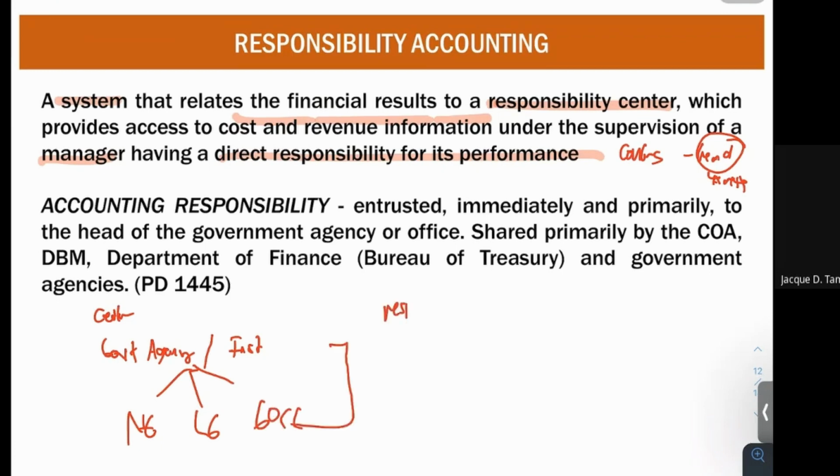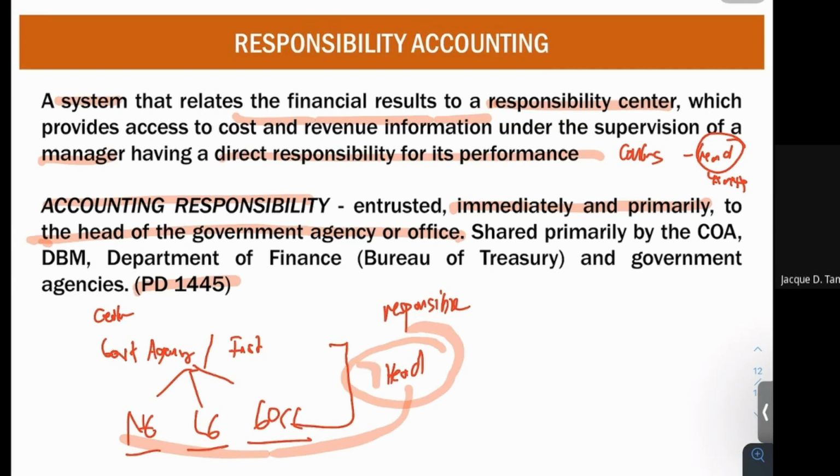And who is the person responsible? The person responsible is the head of that national government, local government, or GOCC. Under PD 1445, the responsibility for accounting is entrusted immediately and primarily to the head of the government agency or office. So following the concept of responsibility accounting, the head of the national government, local government, or GOCC is the person who has the responsibility over government accounting. And this is shared with the COA, DBM, Department of Finance, BTR, and government agencies. So from time to time, they are checked and balanced by these different agencies.